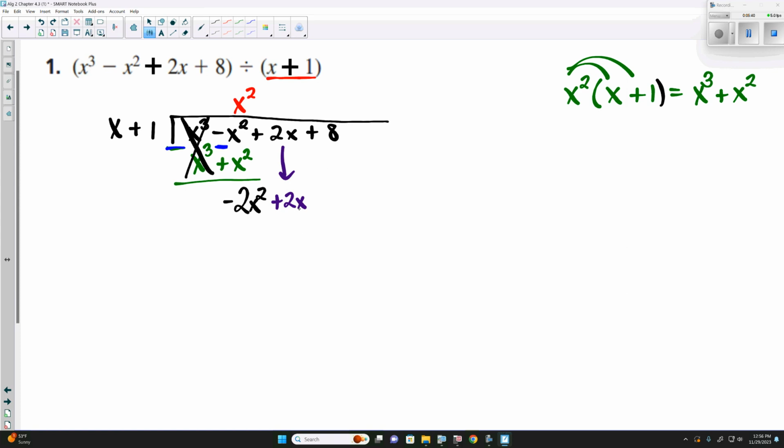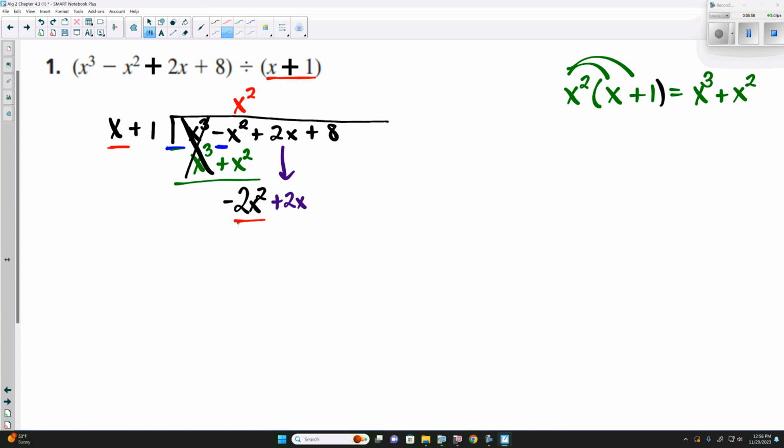We ready for the next step? Repeat. We're just going to do everything we just did again. But this time, we're wanting to see what times x gives us negative 2x squared.